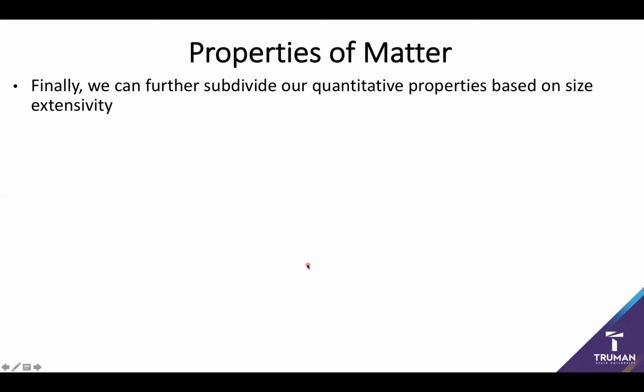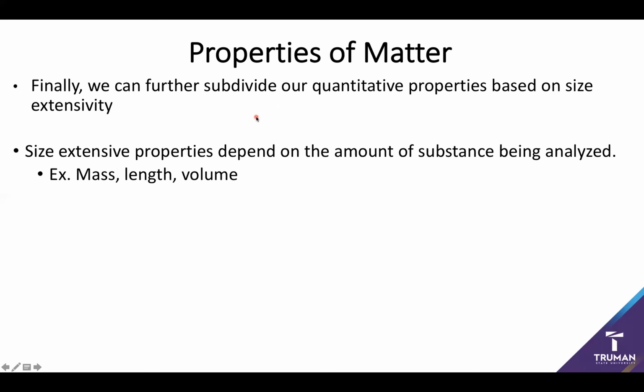Now, one of the other ways we can talk about properties is a very useful feature, which often defines what measurement we use to describe a system. And that's based on size extensivity. A size extensive property is one that depends on the amount of substance being analyzed. So if I want to know exactly how much of a sample I have, we're going to want to use a size extensive property. You're familiar with most of these. They include things like mass, length, and volume, anything that tells me about the size of the system.